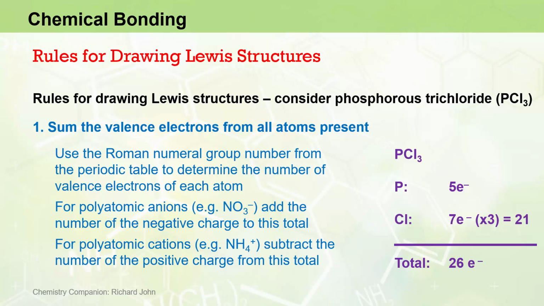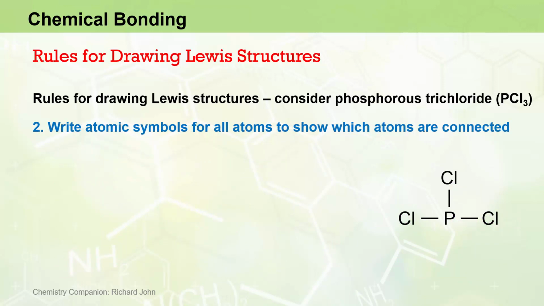In our case, we have a neutral PCl3 molecule, so we can move forward directly to step 2, noting that we have a total of 26 valence electrons potentially available for bonding that we need to share across the entire PCl3 molecule. Step 2 involves writing the atomic symbols for all atoms involved in the form of a structural formula to show which atoms are connected to which.